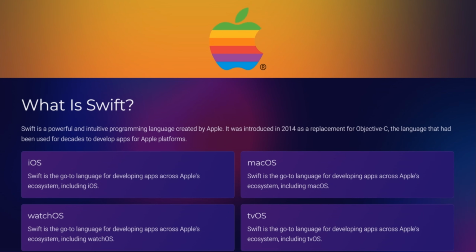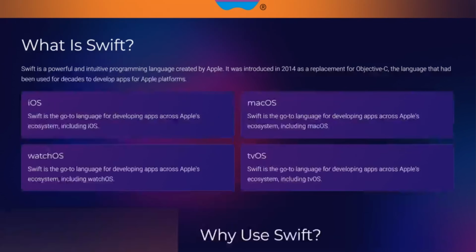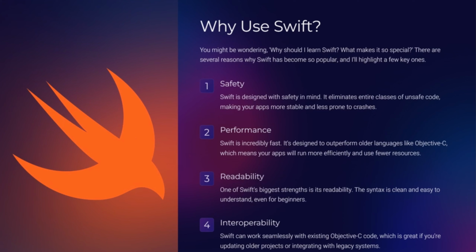Swift is a powerful and intuitive programming language created by Apple. It was introduced in 2014 as a replacement for Objective-C, the language that had been used for decades to develop apps for Apple platforms. Swift is now the go-to language for developing apps across Apple's ecosystem, including iOS, macOS, watchOS, and tvOS. Why use Swift?